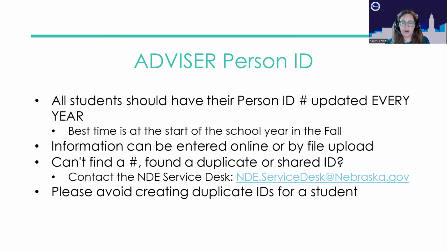We really want to try to avoid creating duplicate IDs for students because it makes their reporting confusing. Or we've had it where two students are actually sharing one ID because in the near match process, which is part of this updating, an ID was accidentally grabbed or reported for one student when it actually belonged to another because they had such similar names and similar dates of birth. So it totally happens. Just notify the service desk as soon as you find something, and we'll help break through that nitty gritty and figure out how to fix the problem.